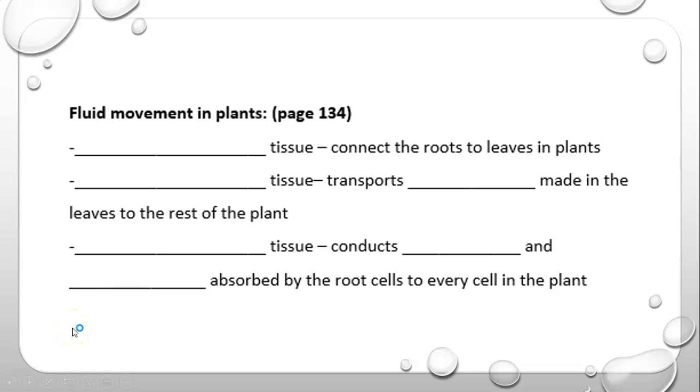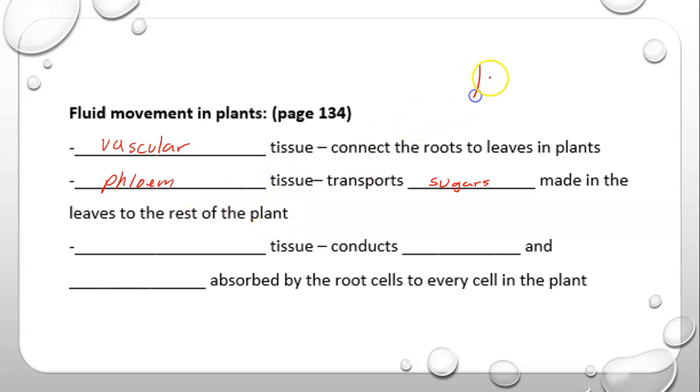So when we talk about the fluid movement actually happening within plants, we have to remember that plants do have a vascular tissue that connects the roots to the leaves of the plants. Now, there's a phloem, which transports the sugars that are made in the leaves and go around to the rest of the plants.